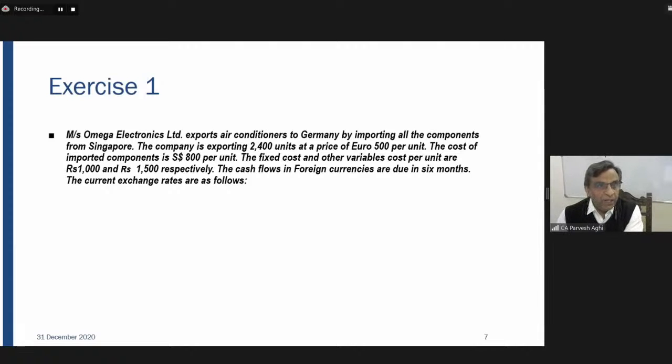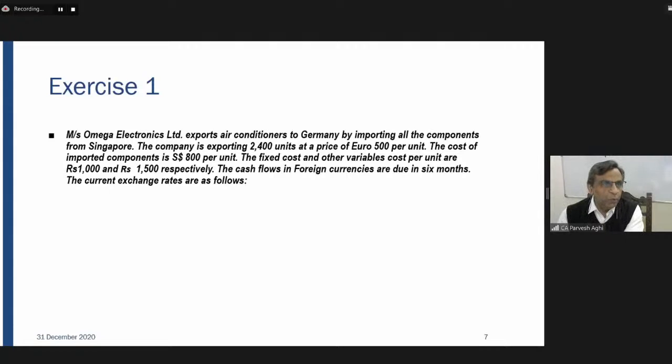So they are selling their air conditioners to Germany by importing all the components from Singapore. So the raw material, the inputs come from Singapore and the final product goes to Germany. The company is exporting 2,400 units at a price of euro 500 per unit. So that means they are selling 2,400 units at euro 500 per unit.